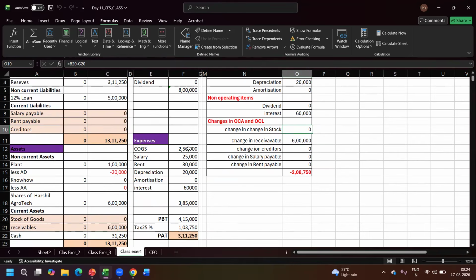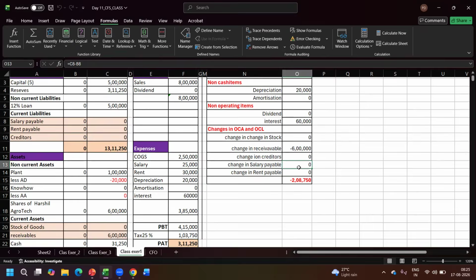That means whatever has been purchased has been sold. No change in creditors. That means the goods have been either purchased for cash, or even if purchased on credit, by the end of the year you paid it off. There is no change in salary payable. That means the entire salary has been paid off during the period. So observe this, a big chunk of the sales is on credit.